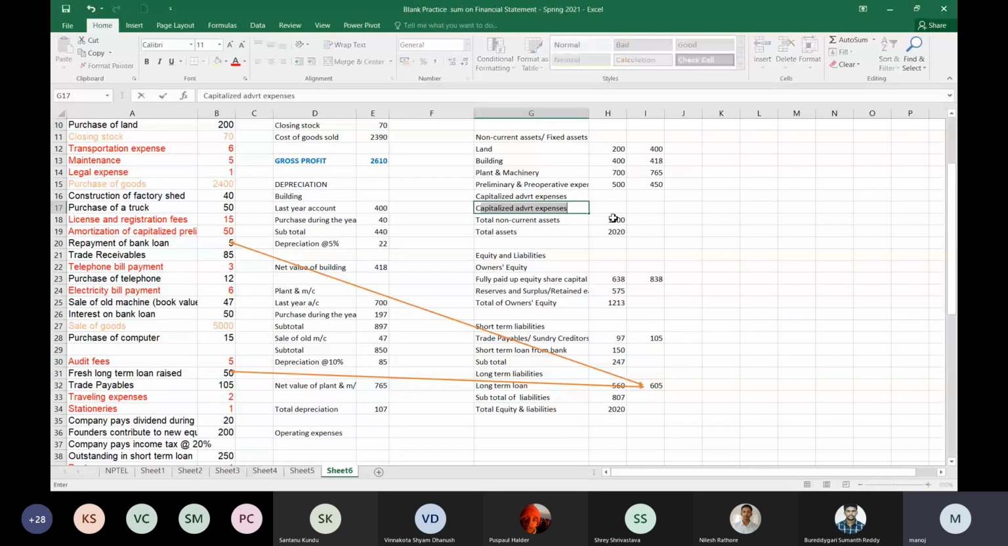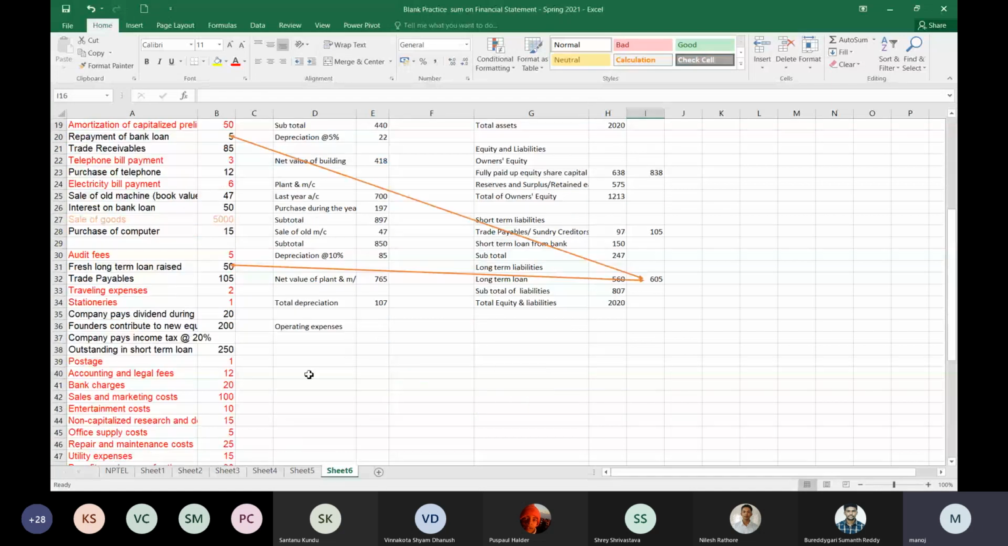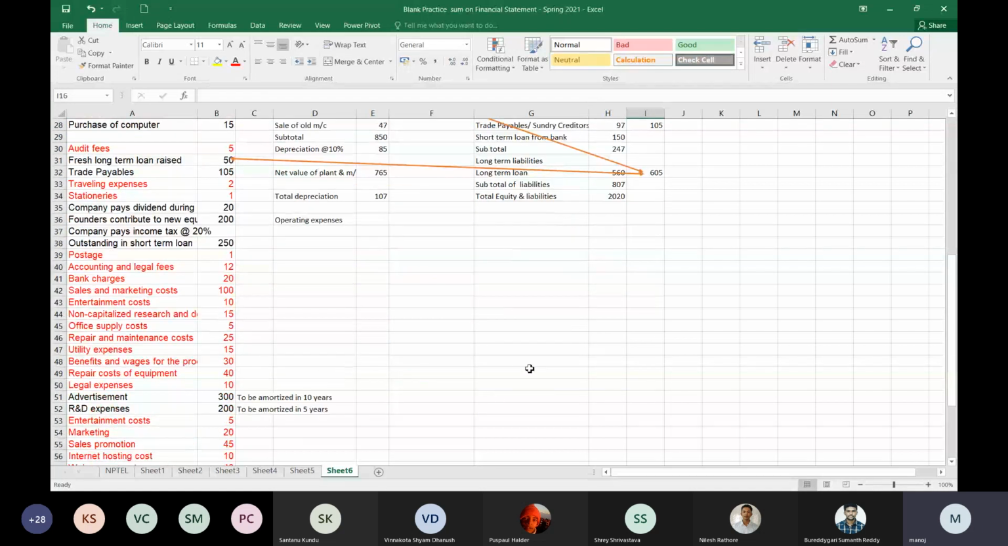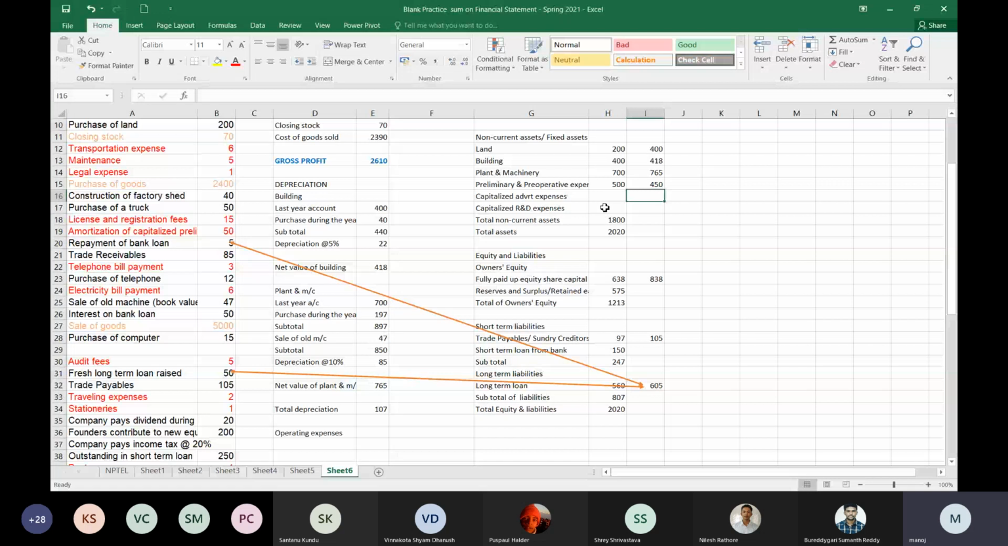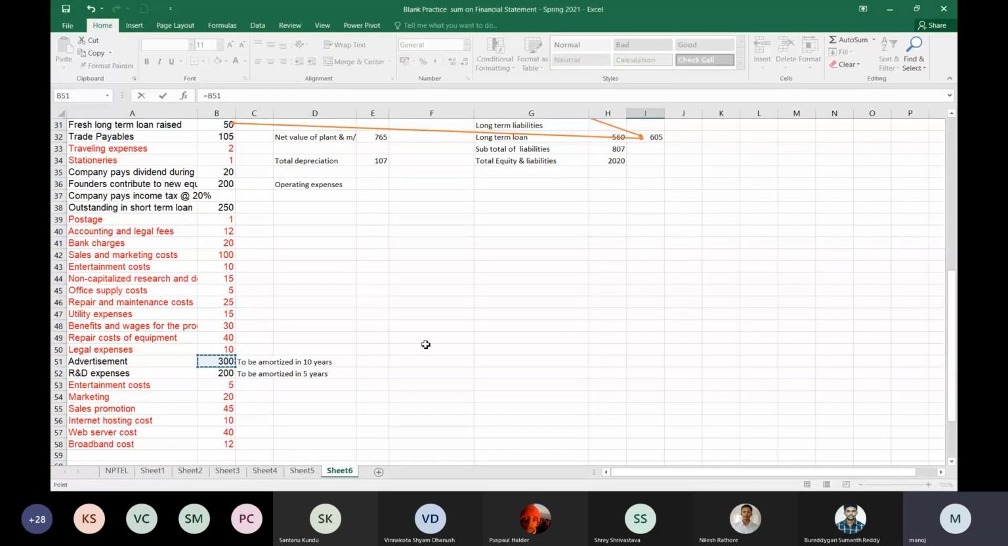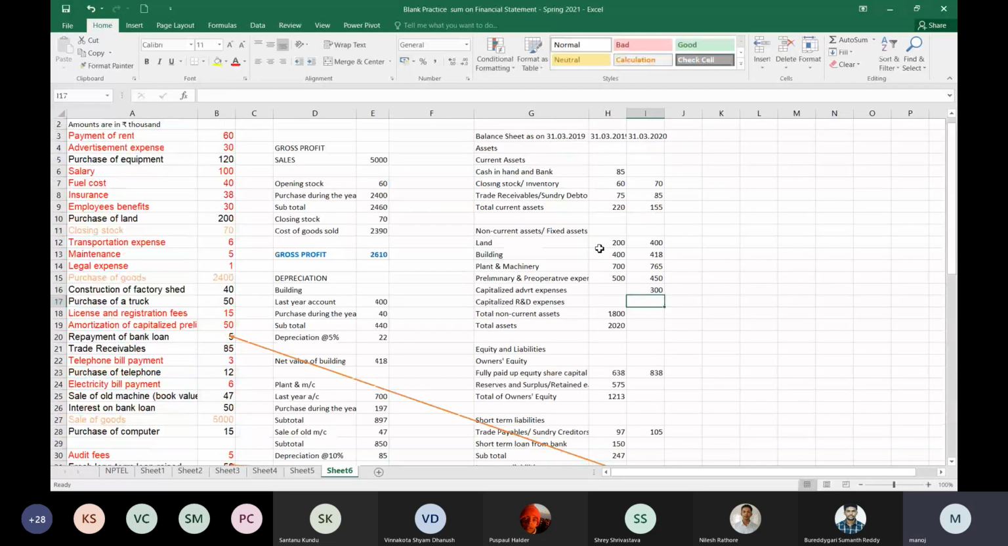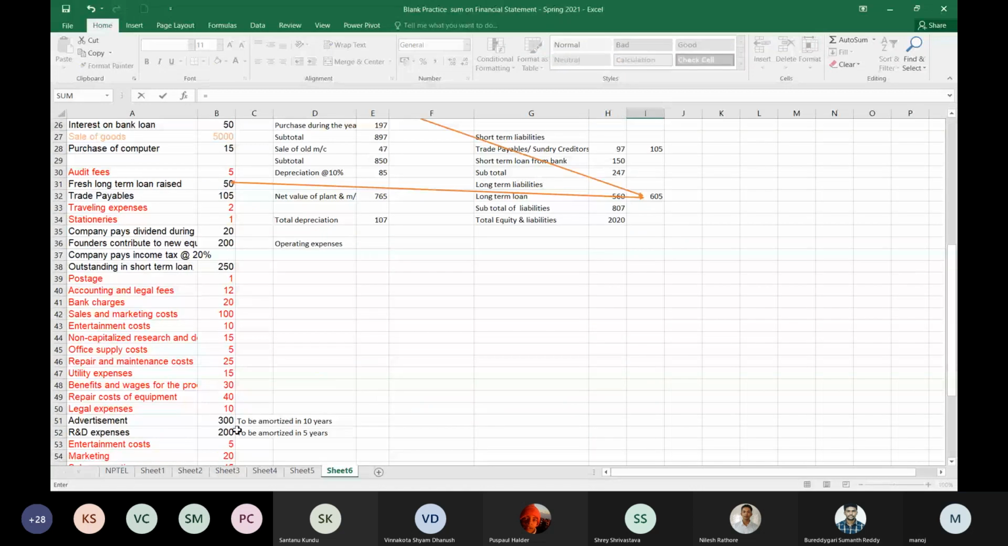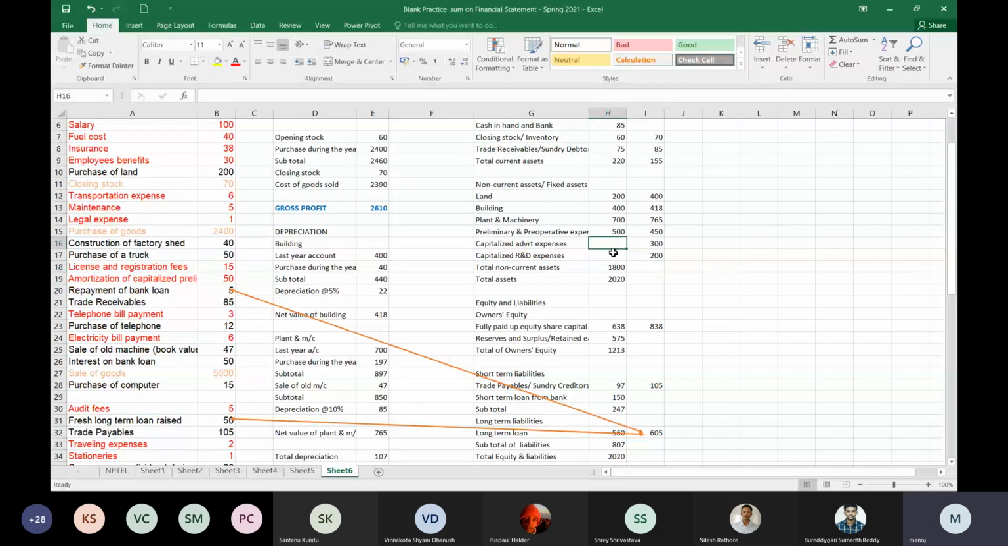So you write capitalized R&D expenses. How much this year you have incurred? So this is 300 and that is 200. So this is 300 gone, and this is 200 done. So this is done. And last year there was nothing. Last year there was 0 here and 0 there.